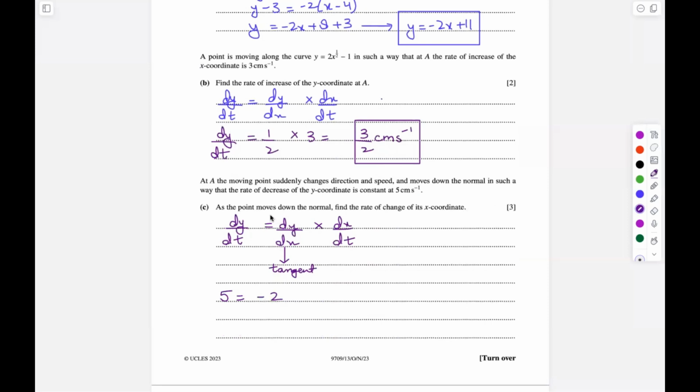minus 2. And we have to be careful about one more thing, and that is it is giving the rate of decrease of y, which means that this will be taken as minus 5 into dx by dt. So the gradient of the tangent was 1 upon 2, which means that the gradient of the normal will be a negative reciprocal, which will be minus 2. So minus 5 divided by minus 2, that will become 5 upon 2. So the rate of change of the x coordinate will become 5 upon 2. And this negative sign is because in the question it says that y is decreasing at a rate. So that means it will become negative.